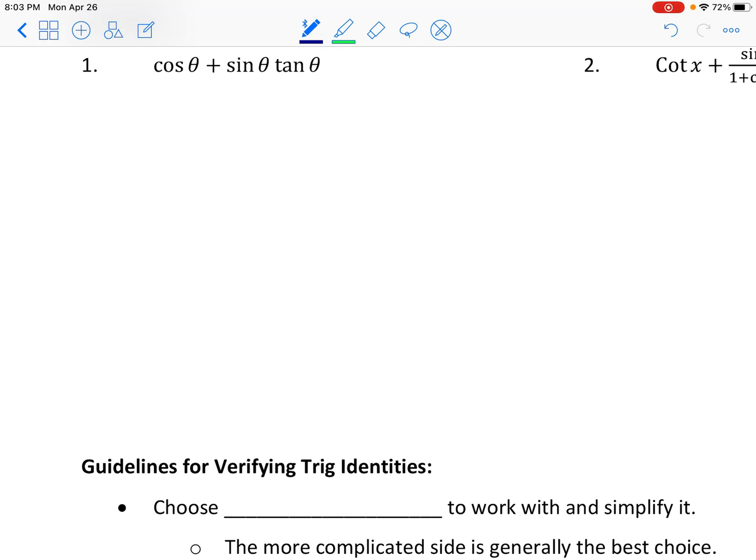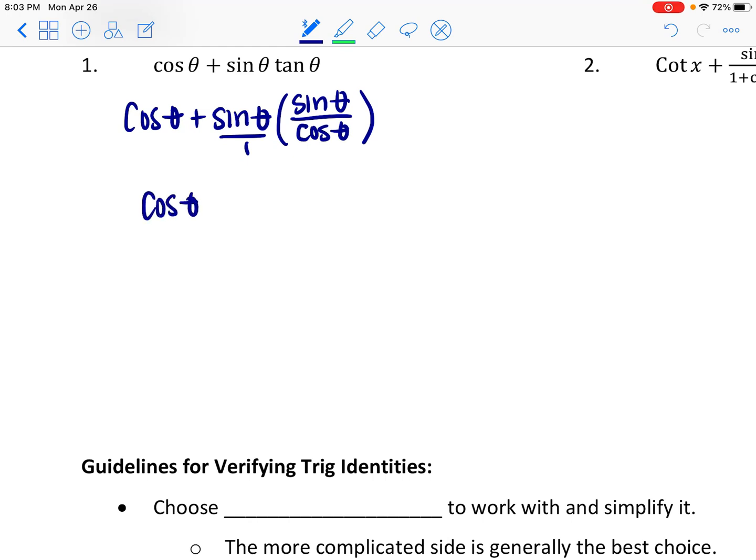In general, cosine and sine aren't things that I try to mess with, so I would start by leaving that alone. I would leave alone cosine of theta and sine of theta, and I would rewrite tangent. Tangent I know is the same thing as sine over cosine. So I'm going to change this, and now I have just two different trig functions in my problem instead of three. And then I'm going to actually multiply these two, okay? So this is cosine of theta still, and then this becomes sine times sine. That's sine squared theta over cosine theta.